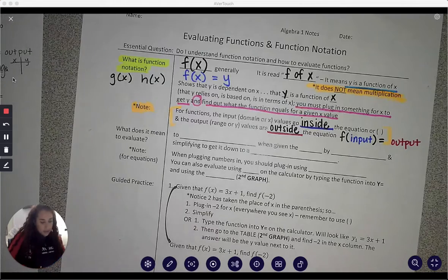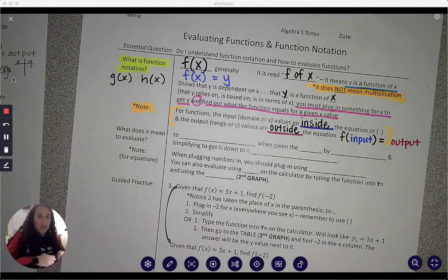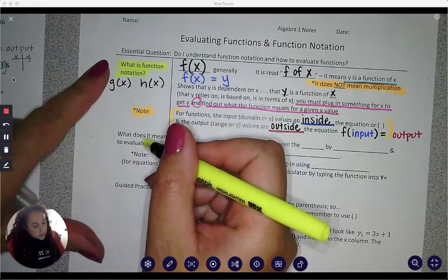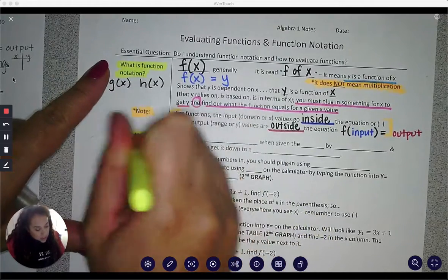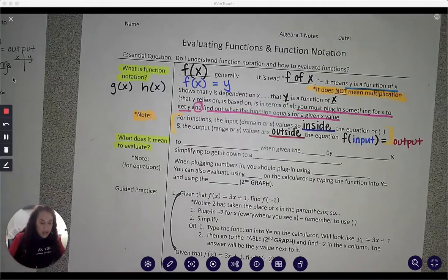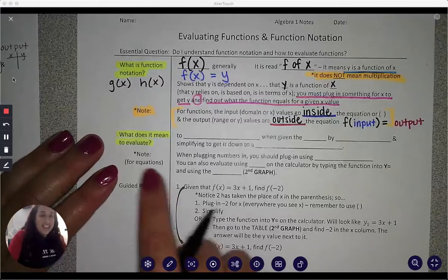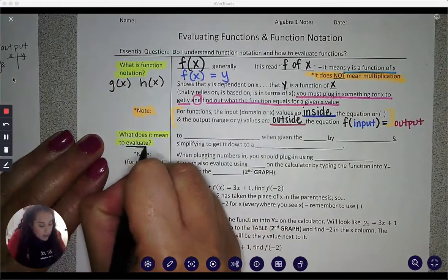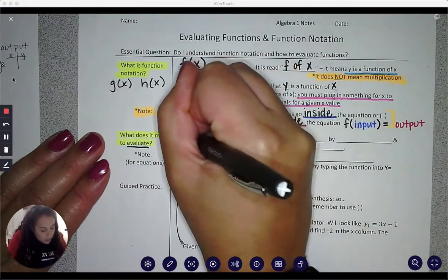All right, so what does it mean to evaluate? Now that we know what function notation is, and function notation is just f of x, g of x, h of x, things like that, what does it mean to actually evaluate? Sometimes that's all you're going to see as a direction; the question may just say evaluate. So when it says to evaluate, we solve the equation.